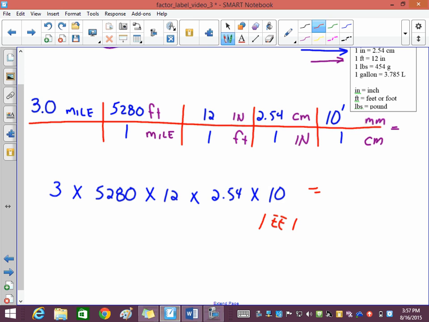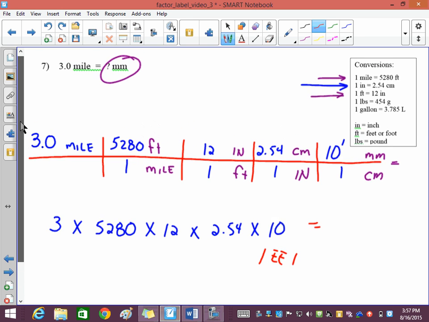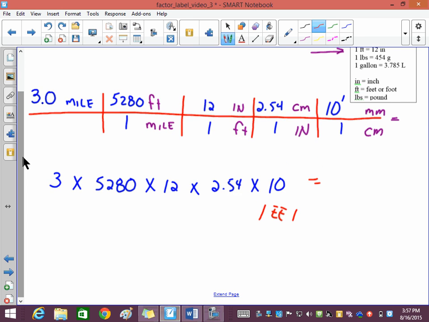And when you finish that, you get a value for number 7 of 4.83 times 10 to the 6 millimeters.